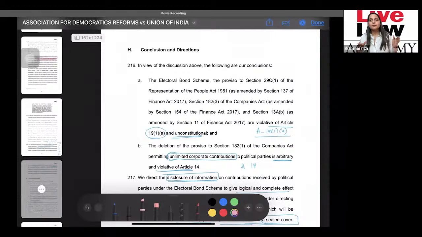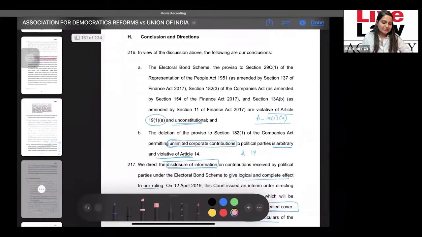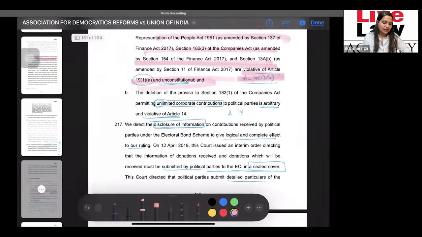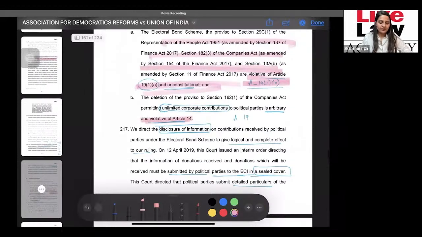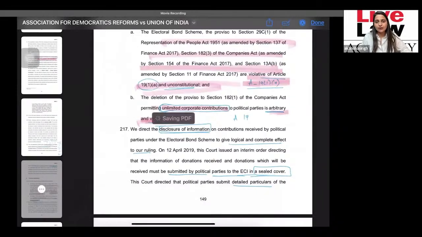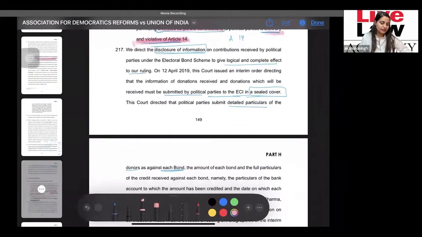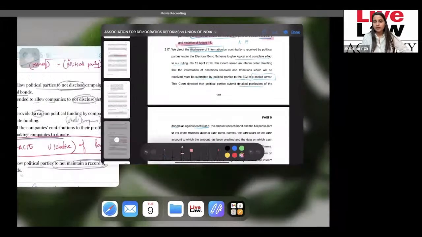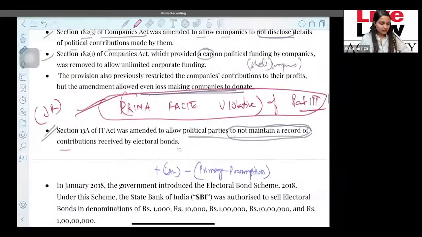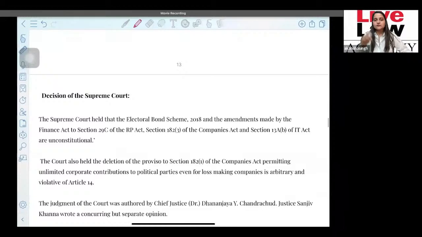Okay, so this is the summary of the electoral bond scheme judgment that has been given. The court has said that all these amendments that have been made are violative and unconstitutional. These not only violate 19(1)(a), they also violate Article 14. When you say unlimited corporate funding, that is arbitrary and violative of Article 14 as well. And when you say that disclosures do not have to be made, that also is violative, and therefore the court has given certain directions in this particular landmark judgment.